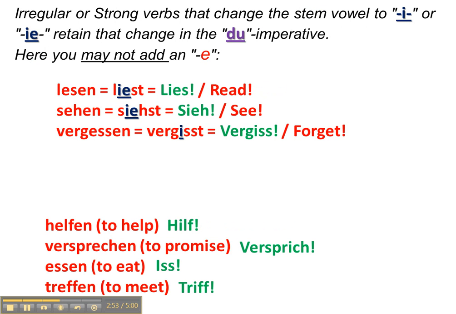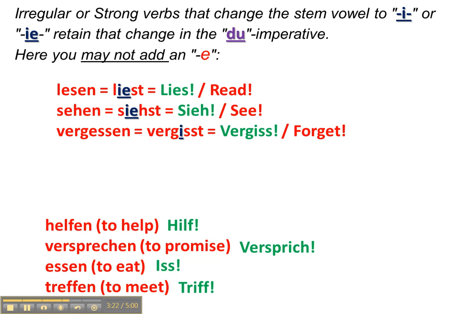Irregular strong verbs that change the stem vowel to e or ie, or in German ee or ie, retain the change in the du imperative. So here you do not want to add an e. For example, lesen. Well, when you want to say you read, it's du liest. So that e, this is a strong verb that had a stem vowel change to an ie. So you're going to keep that lies in the command.